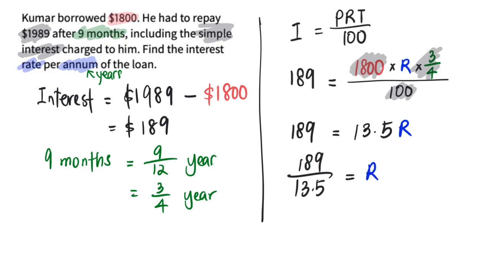R is 14, and that is what the question requires. With that we have come to the end of this. Therefore, the interest rate per annum will be 14%. Let's move on to the next question.